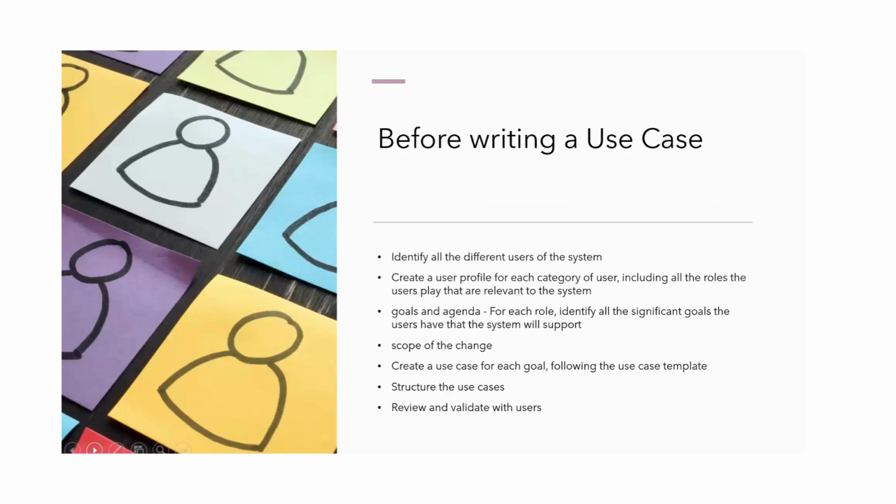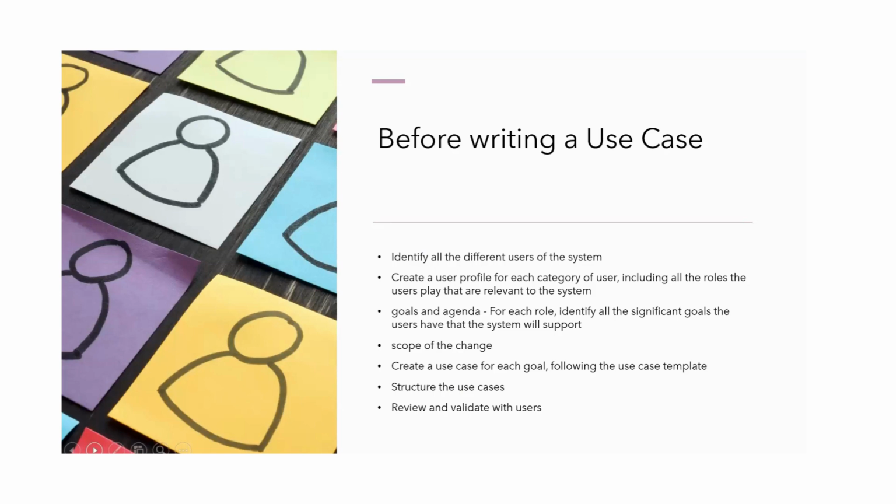Let us look at all the preparation and groundwork to be completed to prepare ourselves for writing a good use case. Identify all the different users of the system. Create a user profile for each category of user, including all the roles the users play that are relevant to the system. Goals and agenda for each role. Identify all the significant goals the users have that the system will support.